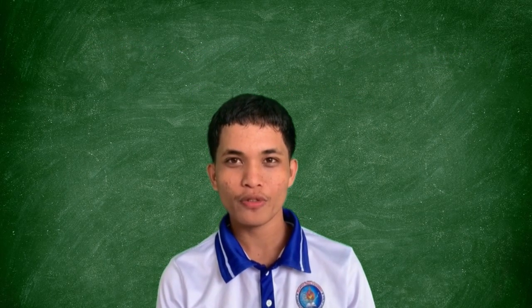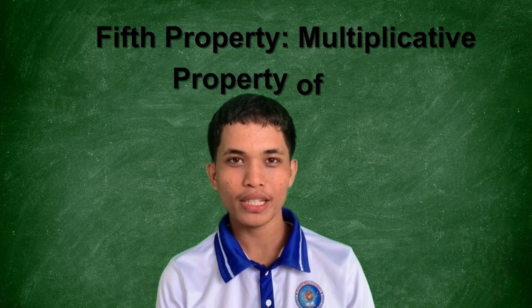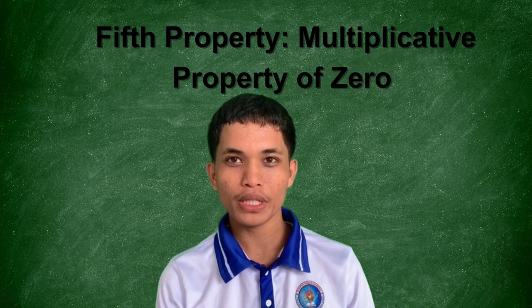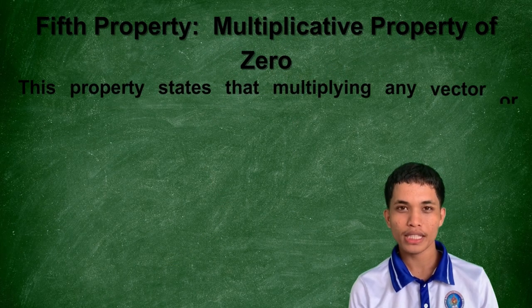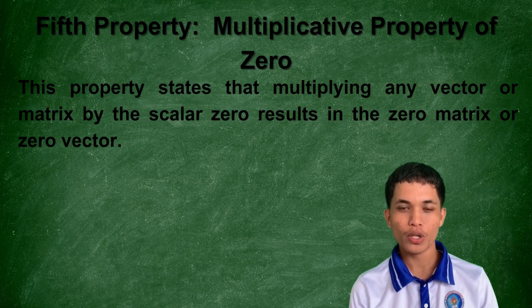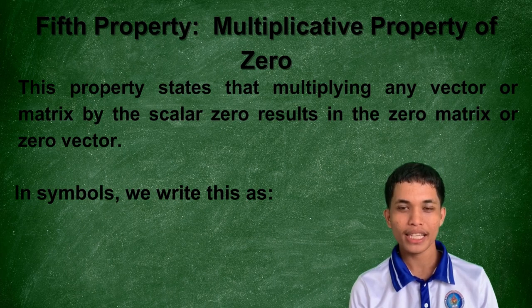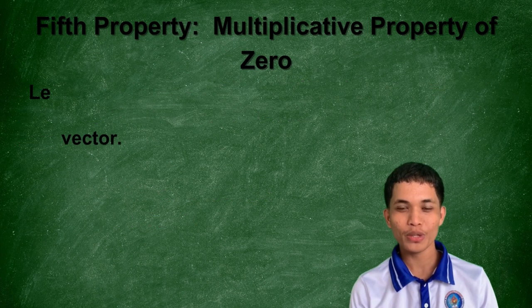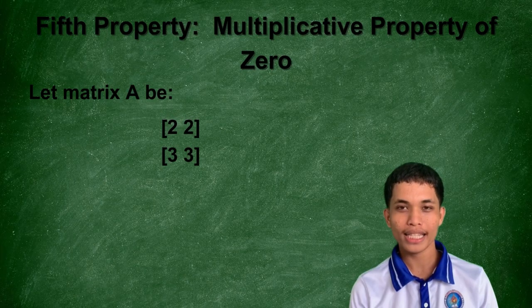Now that we've covered the first 4 properties of scalar multiplication, let's look at the 5th property, called the multiplicative property of zero. This property states that multiplying any vector or matrix by the scalar 0 results in the zero matrix or zero vector. Mathematically, it looks like this. Here we have a 2 by 2 matrix A. The first row has the numbers 2 and 2, and the second row has 3 and 3.